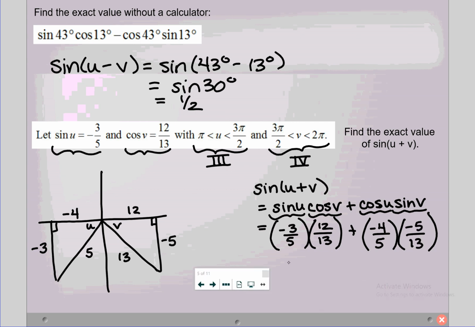-5/13. If I multiply them, I'm going to get -36/65 plus 20/65. Final answer is -16/65.